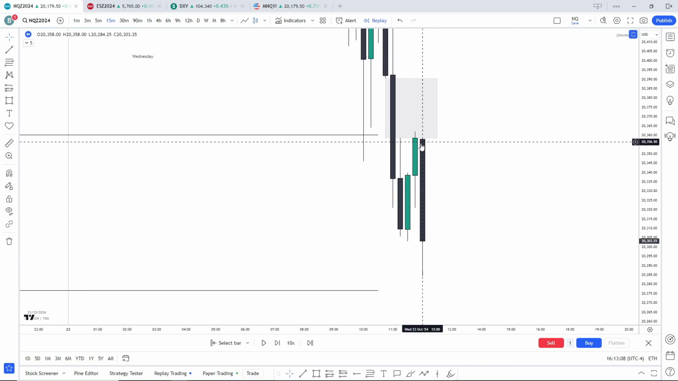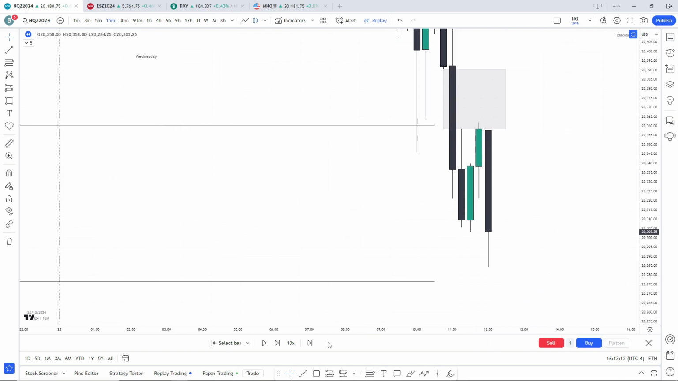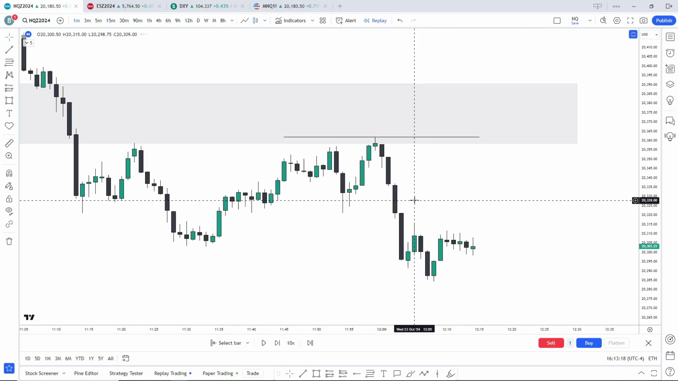It's not always going to be a mitigation block. You will find a breaker within this leg somewhere. It just won't be the liquidity that we form the SMT at. So let's dive into where your entry would be.